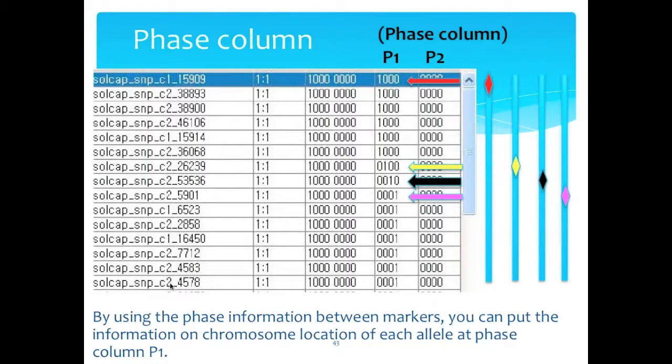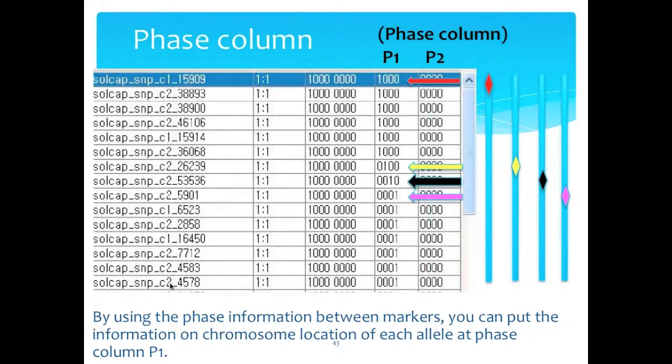And after that, by using the phase information obtained by SC group and further information box, you can put the information on chromosome location of each allele in the phase column. So, for example, when I compare the 4 markers which are checked with the colored arrows, I found that they are in a repulsion phase, like the right side picture. So as you can see, those markers are in repulsion phase on the picture. And to get a complete linkage map, you need to put this shape into the phase column. So for that, I assign 1000 for the first marker, 0100 for the second marker, 0010 for the third marker, and 0001 for the last marker.